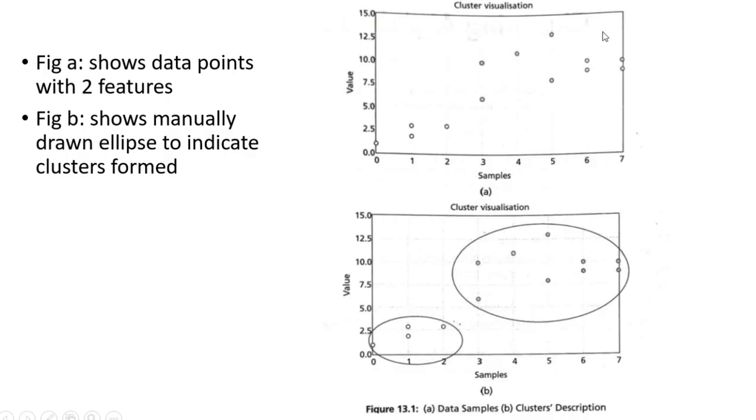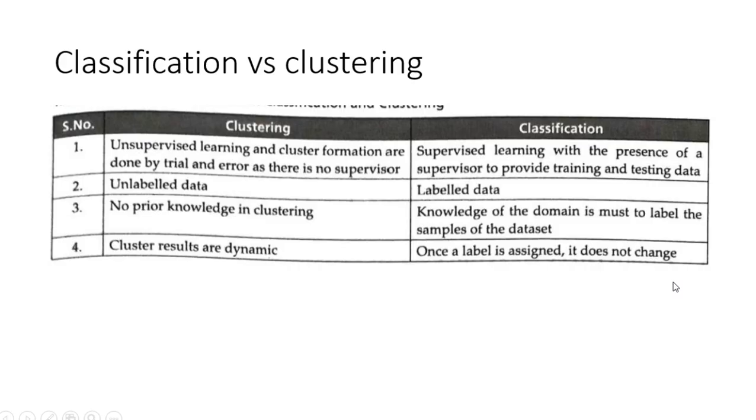Let's say this is figure A, where it shows data points with two features. This is the given input data. On the x-axis I have the samples, and on the y-axis I have the values, and I have plotted the data points. I will be grouping the clusters. After grouping the clusters, I can get something like what we show in figure B. Probably the grouping is done here based upon the similarities between the values of the data points.